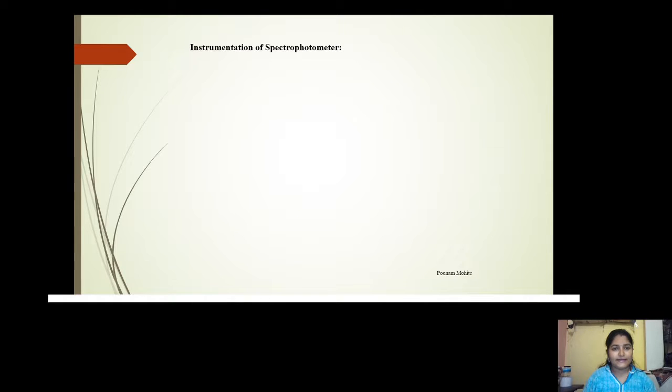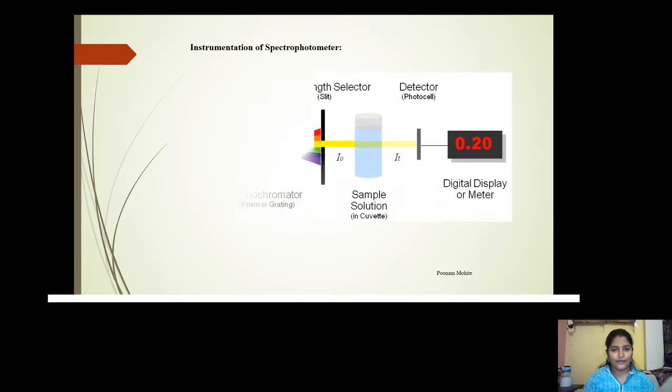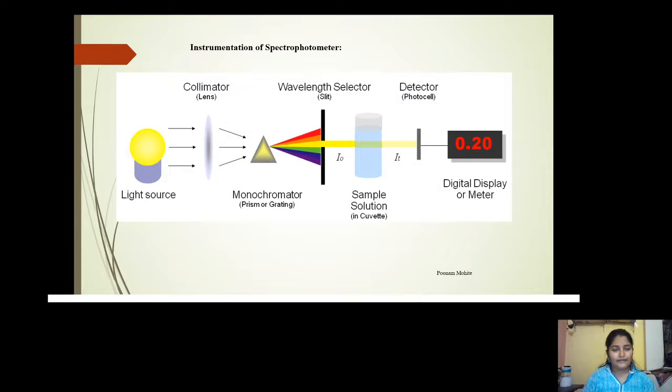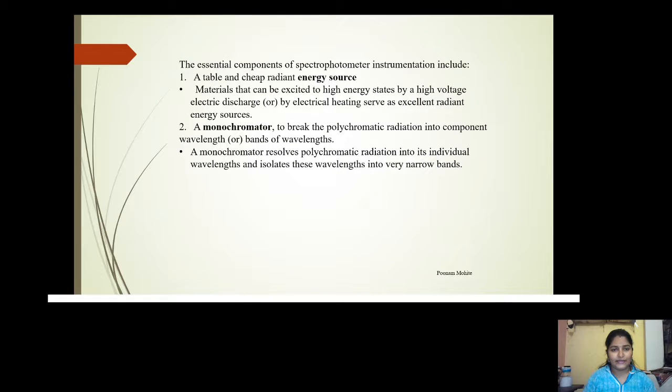Let's discuss the instrumentation of the spectrophotometer. The apparatus of this instrumentation is a light source, collimator or lens, monochromator using mostly a prism or grating, wavelength selector slits, sample solution in a cuvette, detector, that is the photocell, and digital display or meter, that is the readout device. Most parts of this instrumentation are essential. Let's see the essential components one by one.